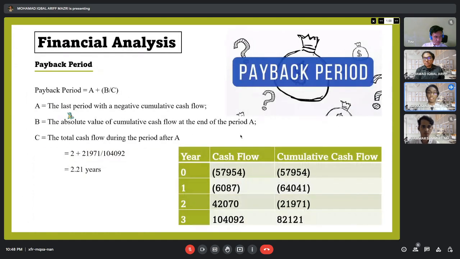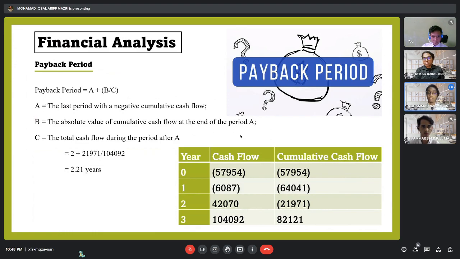And now we are going to calculate our payback period for the system. So the payback period that we calculate using the formula on the left side, which is A plus B over C, where A means the last period with a negative cumulative cash flow, B is the absolute value of cumulative cash flow at the end of the period A, and C is the total cash flow during the period after A.